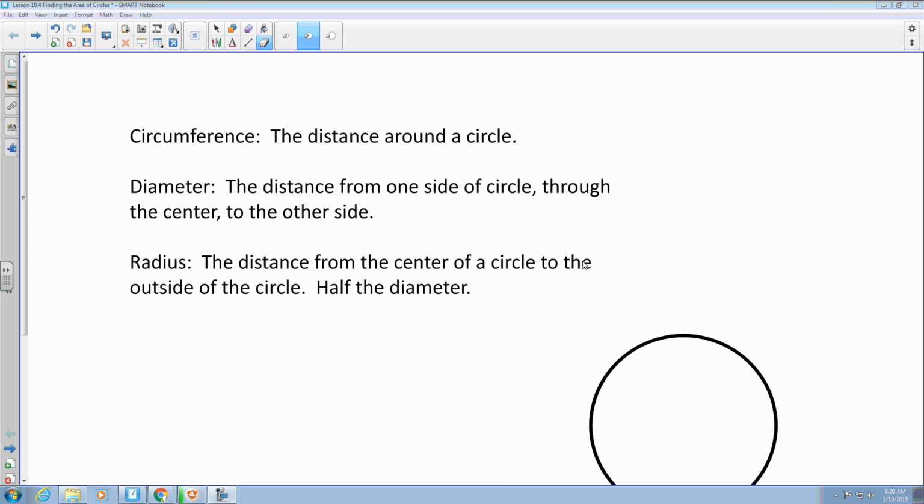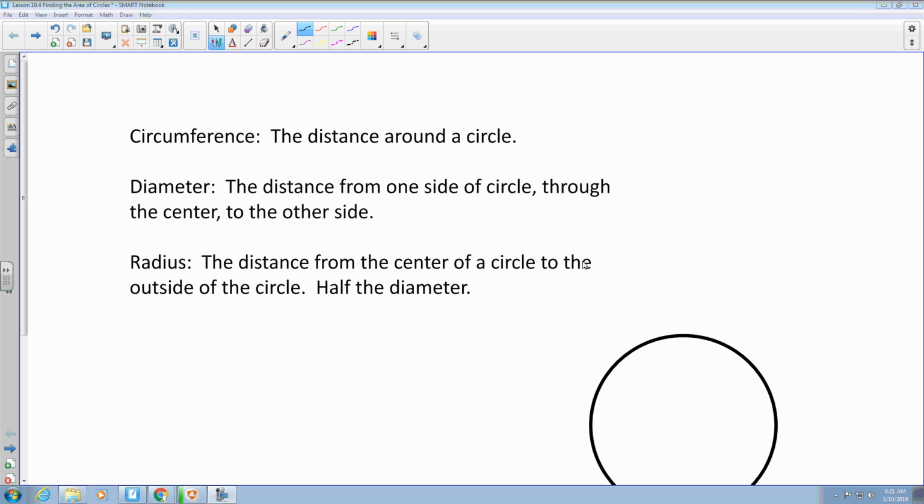All right, we are in section 10.4 where we are going to find the area and circumference of circles. So, one of the things that we have to identify is some of the terms that are characteristic with a circle. The first one we have up there, it says circumference.